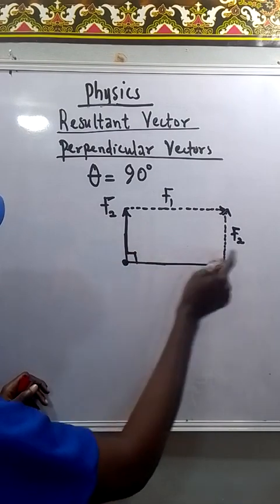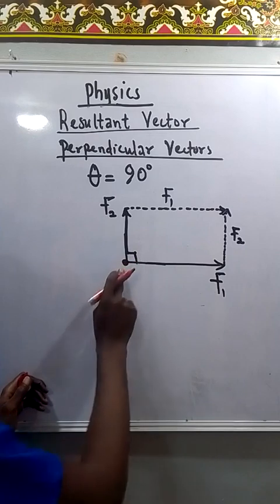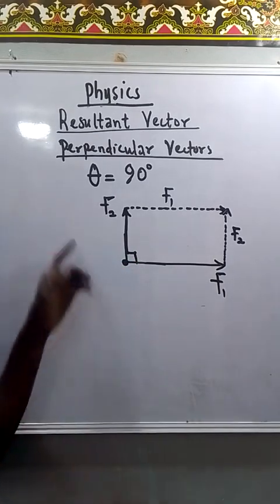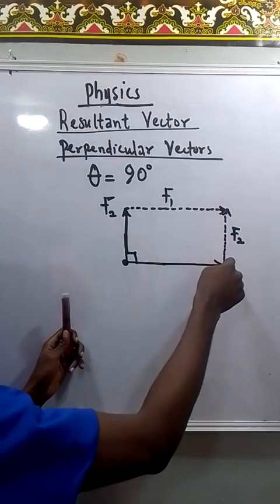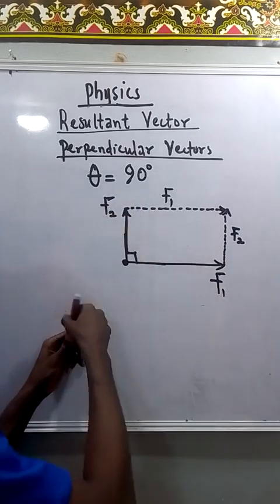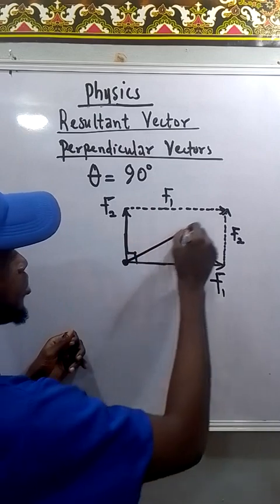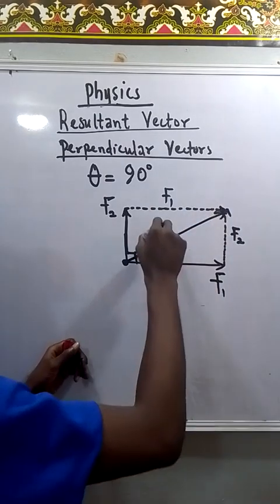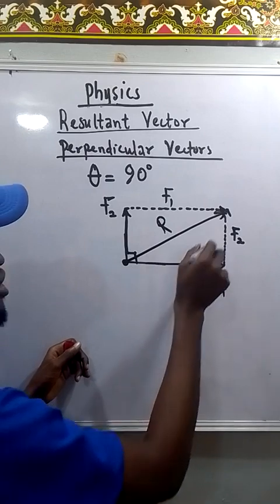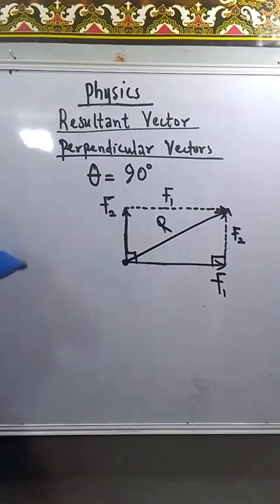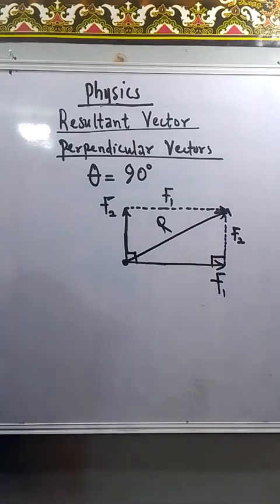Now we can draw our resultant. This is the point of action. The resultant can come from here or from here, but according to the law, it must come from the point of action. We cannot draw the diagonal from here. Let's draw the diagonal from here. So then our R will be here. If this is 90, we have 90 here too, we have 90 here, we have 90 here. Now this is the perpendicularity sign.